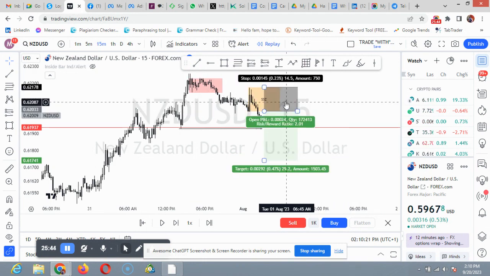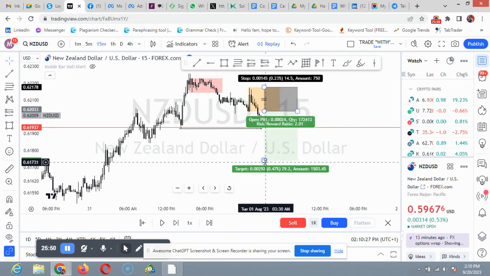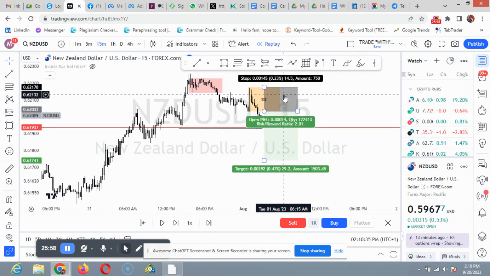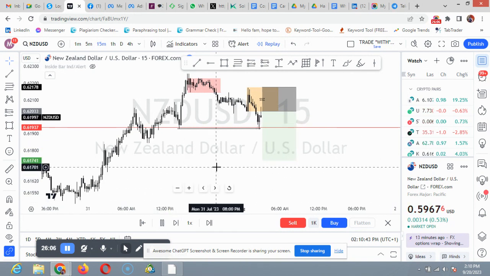I use 1 to 2 because of the stop loss. If the stop loss is as wide as can be, then I want a very quick opportunity so that I can be in and out of the market as a day trader as quickly as possible. I don't want to hold a trade for too long. Because this is like a 14.5 pips stop loss, I want to just take 1 to 2. So what do we have? Let's play and see what happens.